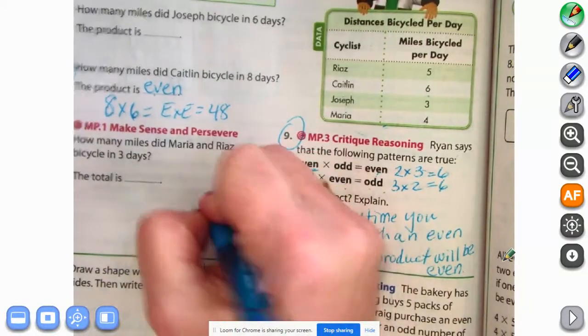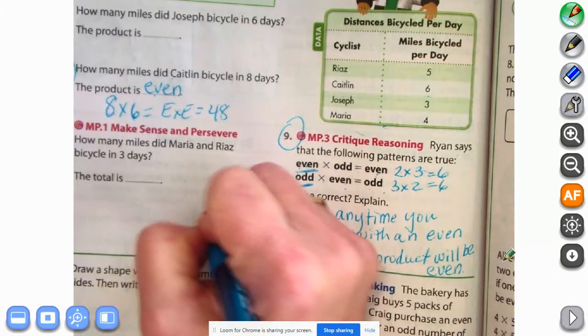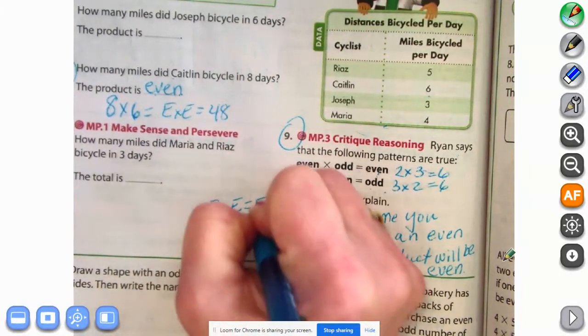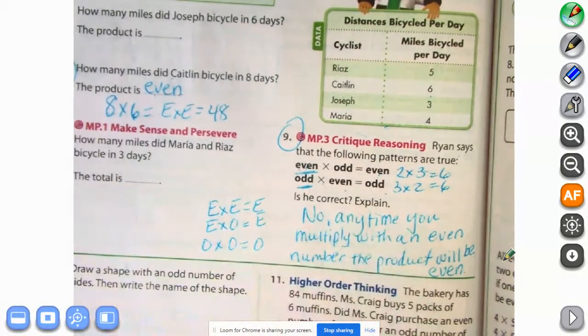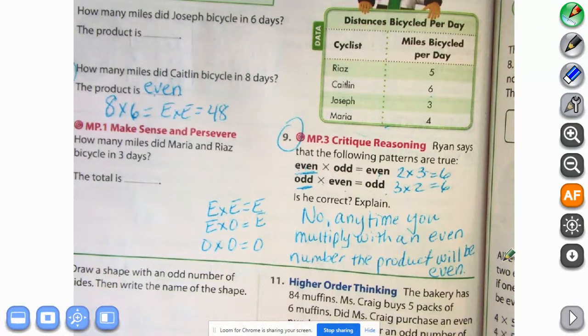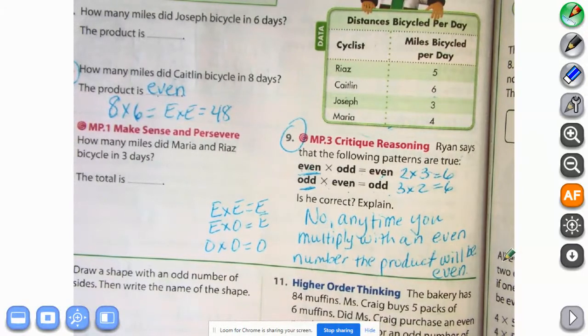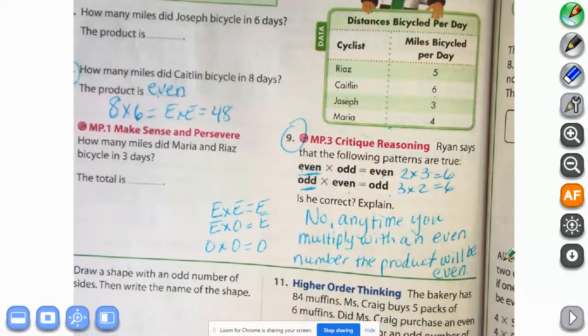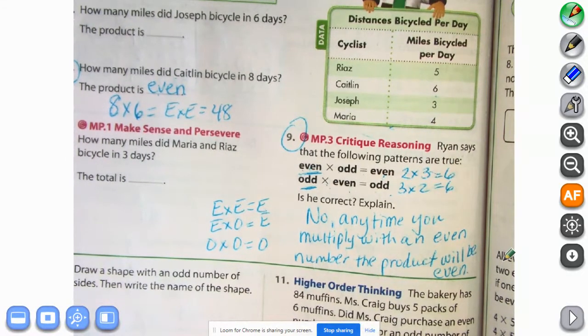Remember our little formula. Even times even equals even. Even times odd equals even. And odd times odd equals odd. So the only time you're going to get an odd answer is if you have two factors that are odd numbers. Okay, let's go to number 11. If you need to pause this right here so you can get to that, get all of that written down in your book.